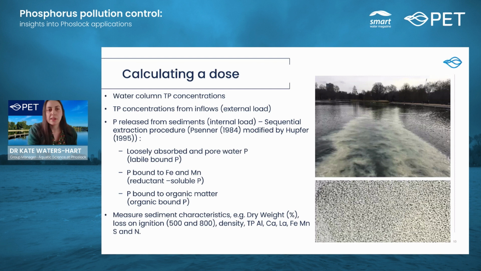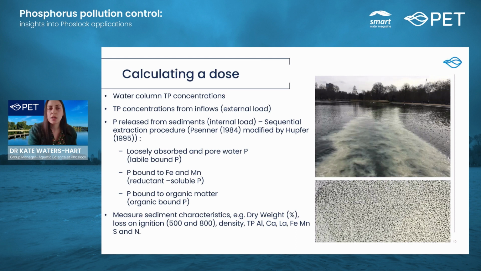So how do we calculate a dose? We look at how much total phosphorus is in the water column. We also can factor in any external loads that are known to be coming in. Also things like water birds, if there are a lot on your water body, we can calculate a load to include that in dosing as well. One of the primary targets of Phoslock is to control the phosphorus release from the sediment.